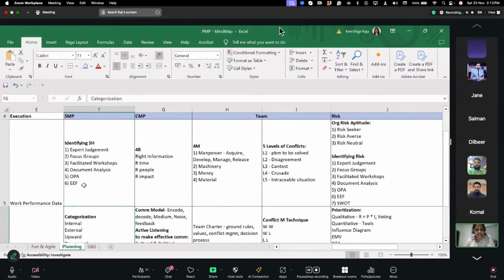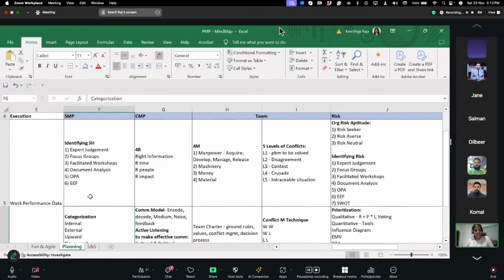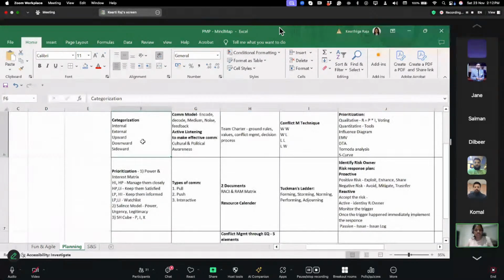EEF we can analyze by the PESTEL method. For categorization, we have internal stakeholder, external stakeholder, upward, downward, and sideward. We can prioritize stakeholders by power interest matrix, salience model, and stakeholder queue.